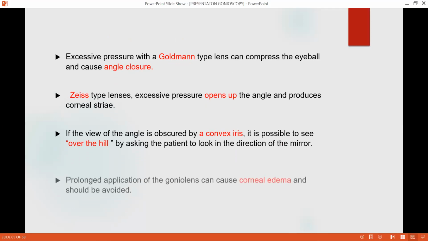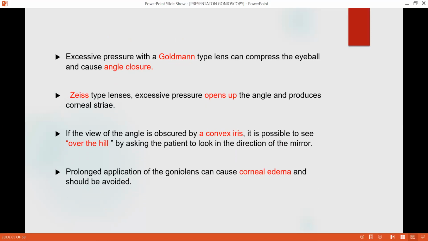In cases of convex iris configuration, it is difficult to see angle structures, so you have to visualize it by the over-the-hill technique, by asking the patient to look in the direction of the mirror, and thereby you can see the angle structures. Prolonged application of this gonio lens can cause corneal edema and should be avoided.